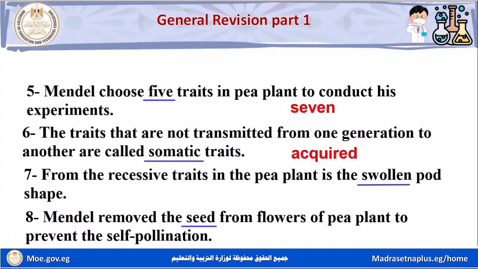Question number 7. From the recessive traits in the pea plant is the swollen pod shape. From the recessive traits in the pea plants is the constricted pod shape. Question number 8. Mendel removed the seed from flowers of pea plants to prevent the self-pollination. Mendel removed the stamens from flowers of pea plant to prevent the self-pollination.